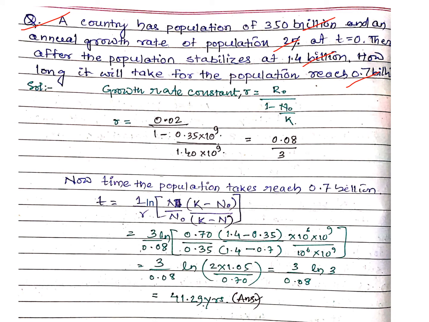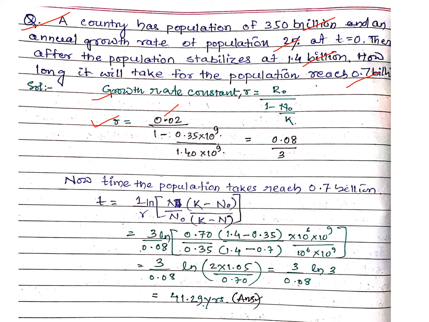I always introduce the formula which is relevant to answering this kind of question. Again, the same formula that we used earlier in the previous problems, the rate constant: R equals R naught upon 1 minus N naught upon K, that we are using here also. So R equals 0.02 times 1 minus 0.35 times 10 to the power 9 upon 1.40 times 10 to the power 9. You may ask what is 0.35 times 10 to the power 9 and what is 0.02.